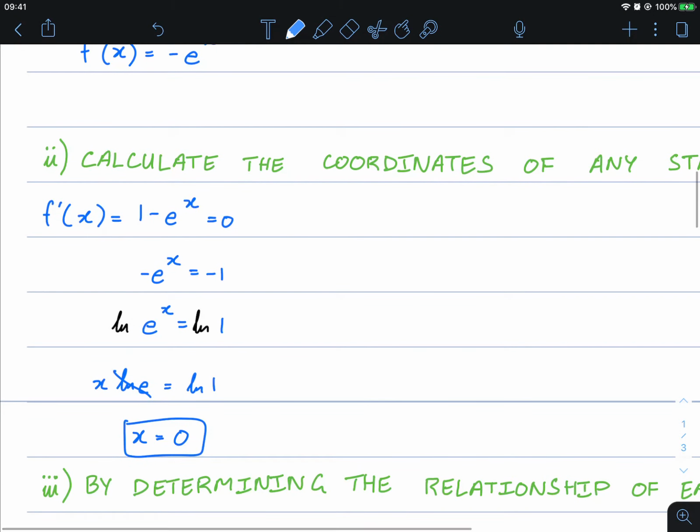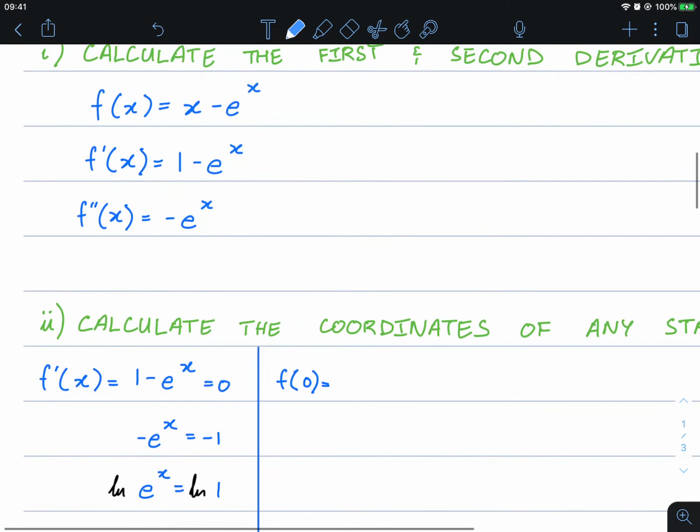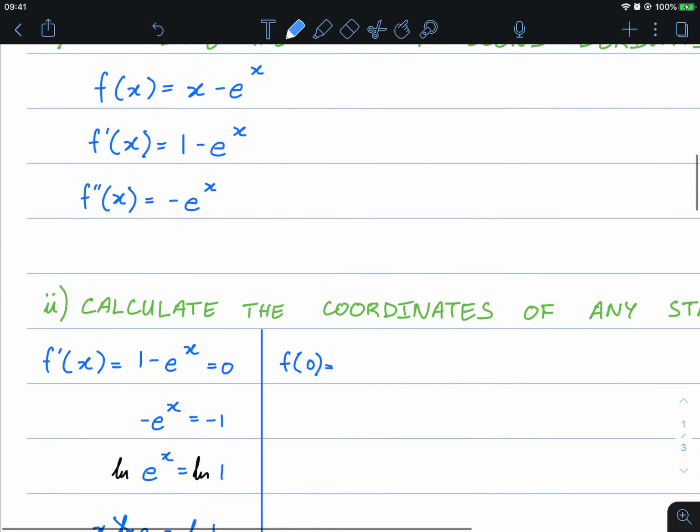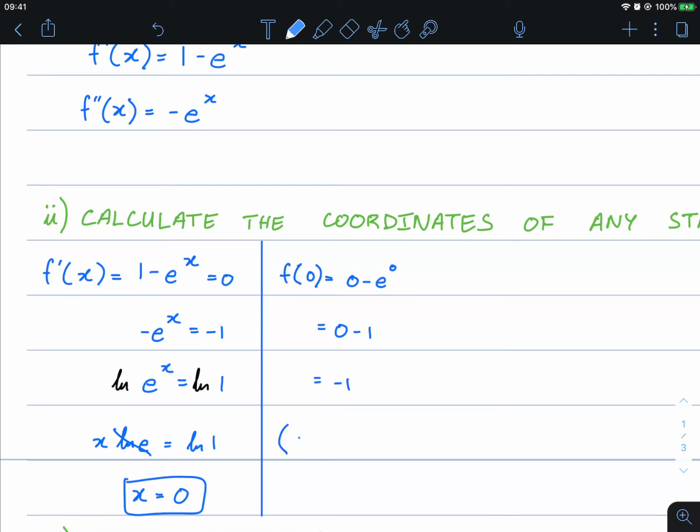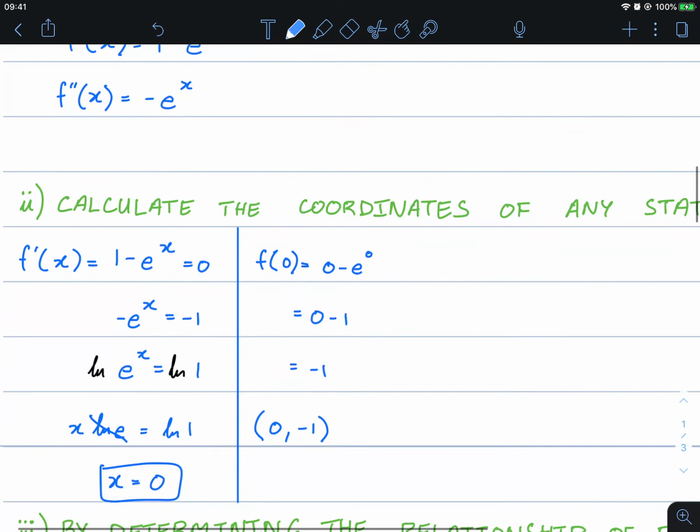We now need the y value for this. We're going to find that by substituting into the original function, so f of 0. The original function is this one, so that will be 0 minus e to the power of 0, which is 0 take away 1, equaling negative 1. So there is a stationary point at (0, -1).